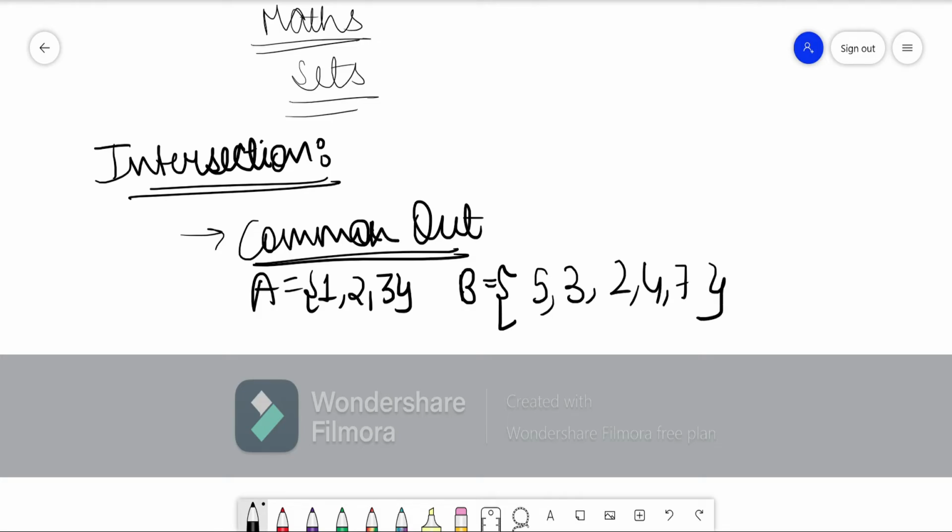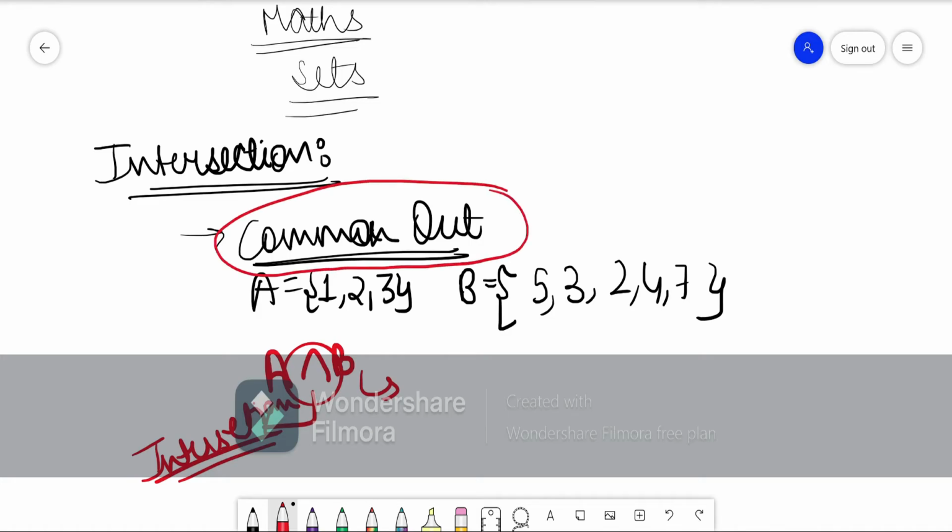Now they have asked us to take out the intersection, that is A intersection B. This sign is for intersection. So when you take the intersection of A and B, what does intersection mean? To take common out. The common elements will be taken from these two sets, set A and set B.